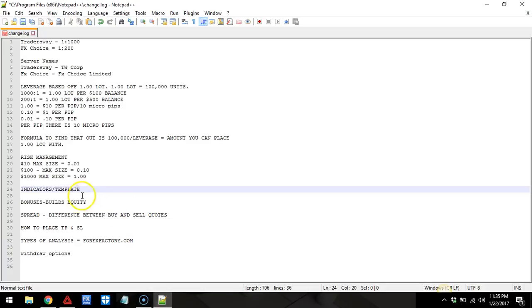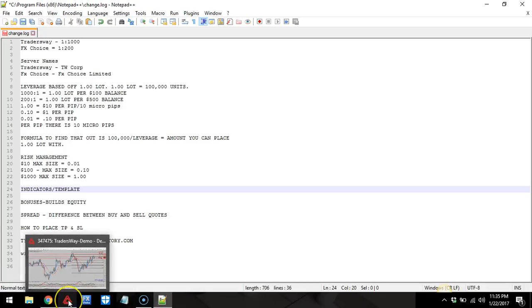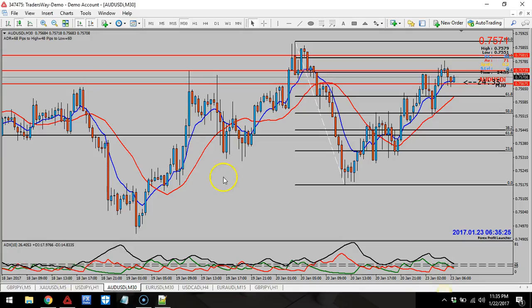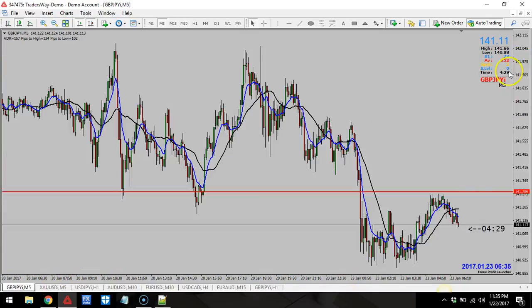All right, now to add indicators and templates to the platform. I'm going to send you guys some files that you can download, so you can get the templates and the indicators, all the stuff that I personally use, like this thing right here that gives you all the information on a 5-minute time frame, the name of it, the spread that it's at right now, and stuff like that.